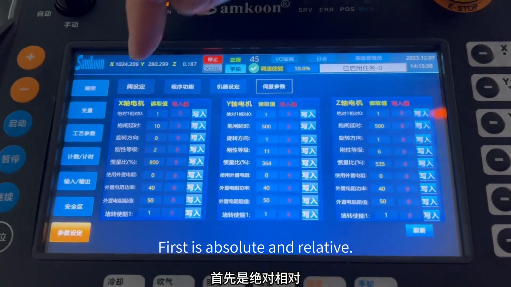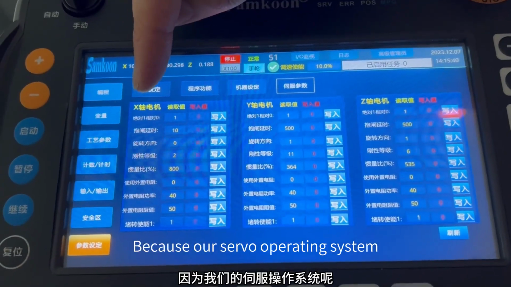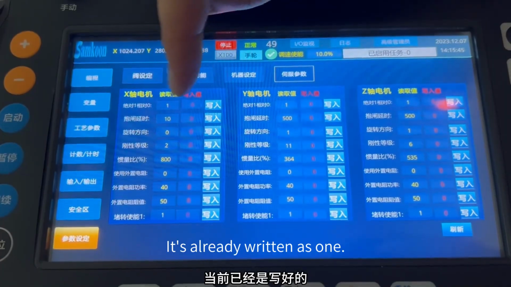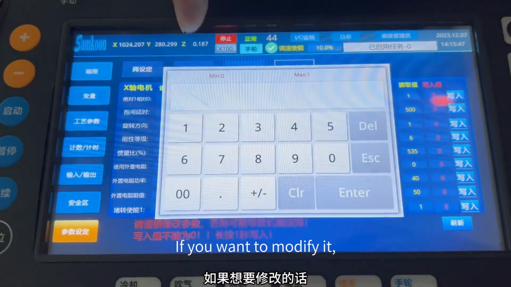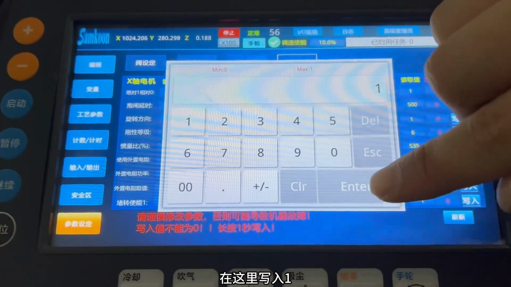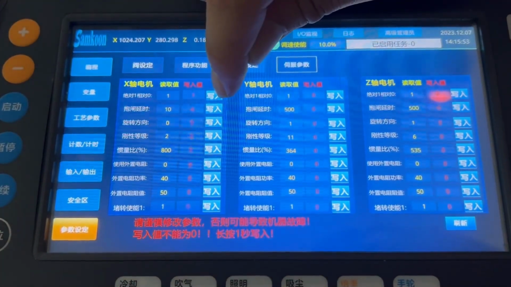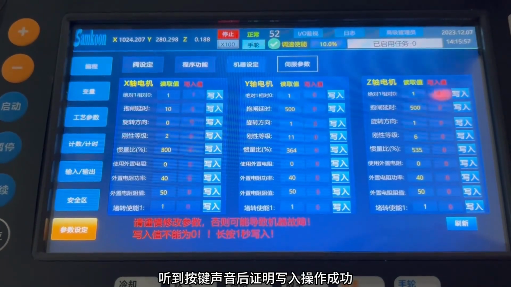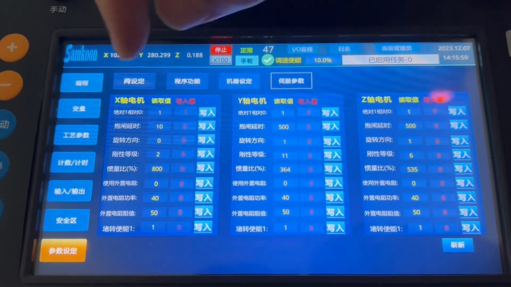First is absolute and relative. Because our servo operating system all use absolute motors, this value should be written as 1. It's already written as 1. If you want to modify it, let me take the x-axis motor as an example. Write 1 here. Long press to write. After hearing the key sound, which proves the writing operation is successful.